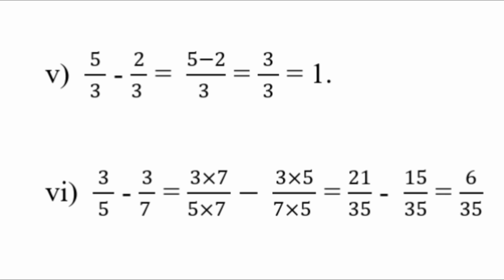Sixth one example. 3 by 5 minus 3 by 7. The denominators are different. One is 5, another is 7. So make the denominators common first. In 5 and 7, in both tables 35 is present. So make the denominator 35. As in first fraction 5 into 7 is 35, so numerator 3 into 7 is 21. In second fraction 7 5s are 35 and 3 5s are 15 in numerator. Now we have 21 by 35 minus 15 by 35, which is equal to 6 by 35.